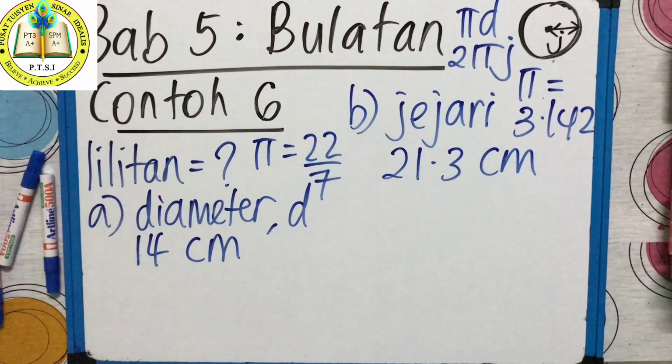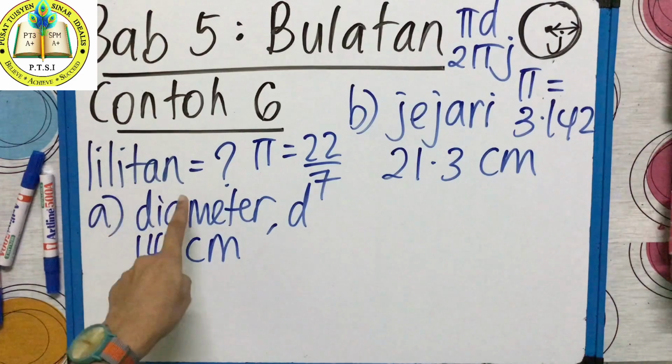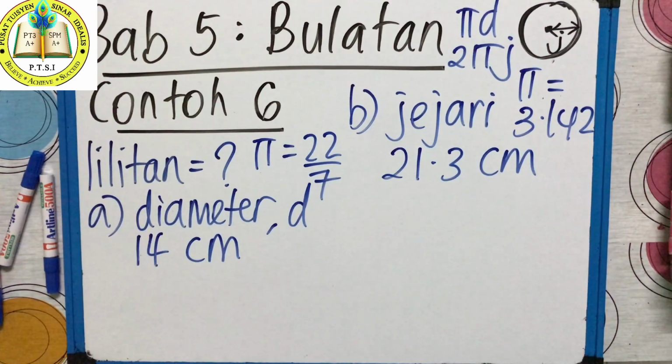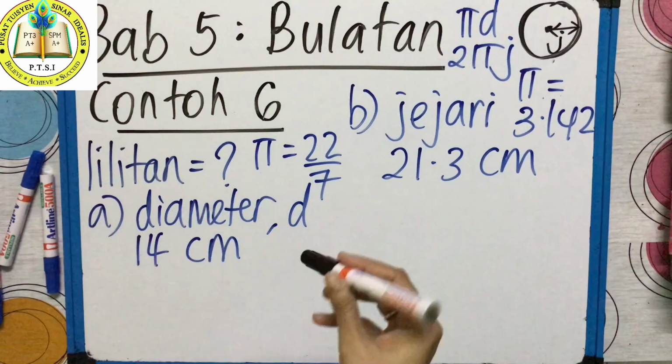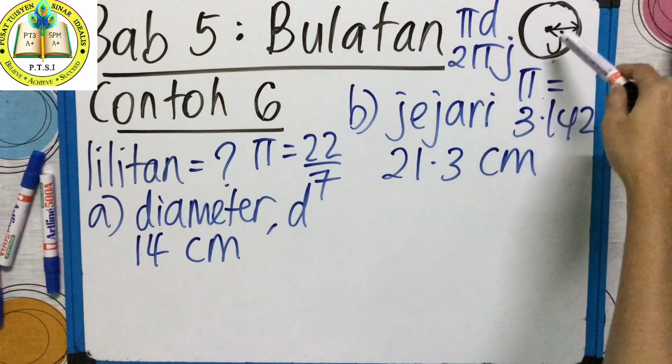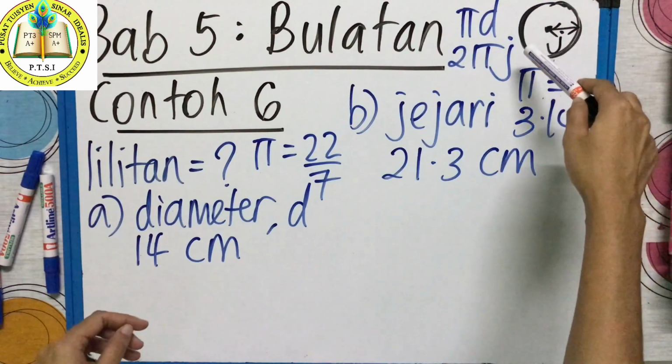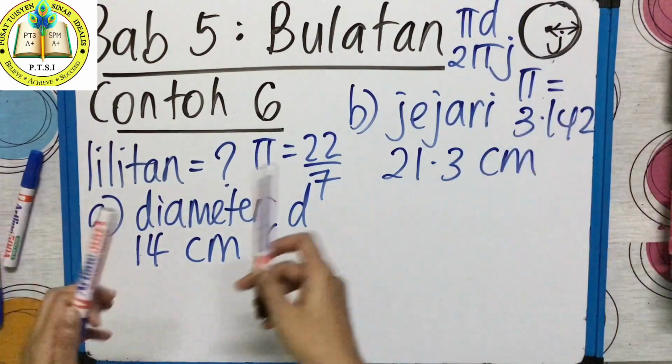Contoh 6, hitung lilatan bulatan. They ask you to find lilatan. Okay, apa itu lilatan? What is lilatan? In English, we say circumference. Lilatan. Okay, di sini kat kelas boleh nampakkan ada satu bulatan. There's one circle here. Okay, yang ini adalah satu bulatan.